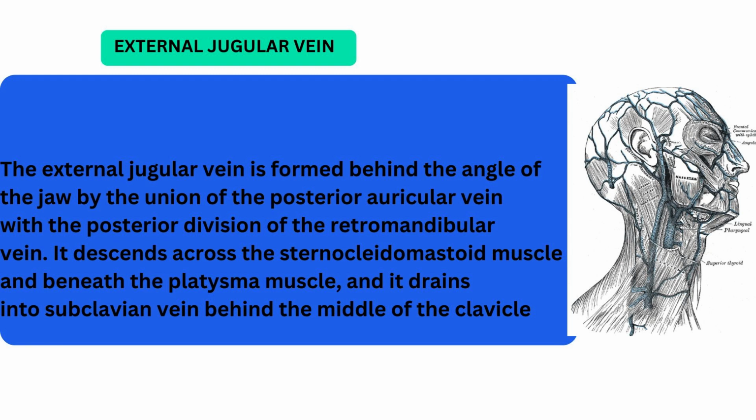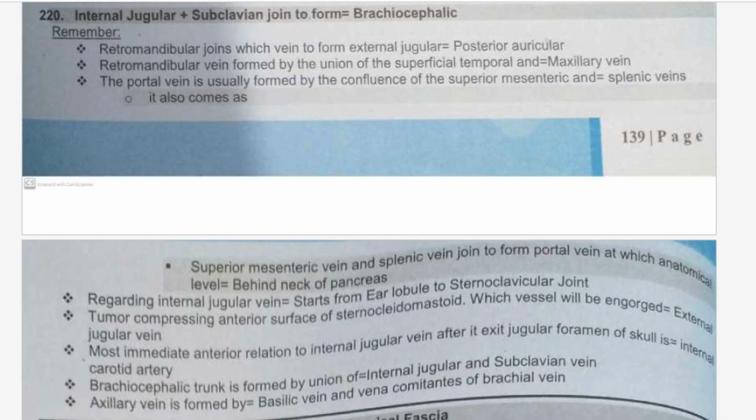It descends across the sternocleidomastoid muscle and beneath the platysma muscle and drains into the subclavian vein behind the middle of the clavicle. So if there is an MCQ regarding a tumor compressing the anterior surface of the sternocleidomastoid muscle, which vessel is going to be engorged, then the answer is going to be external jugular vein as it descends across this muscle and beneath the platysma muscle.